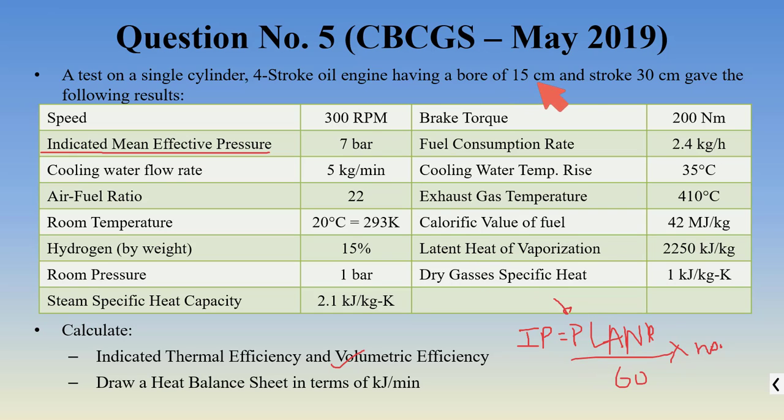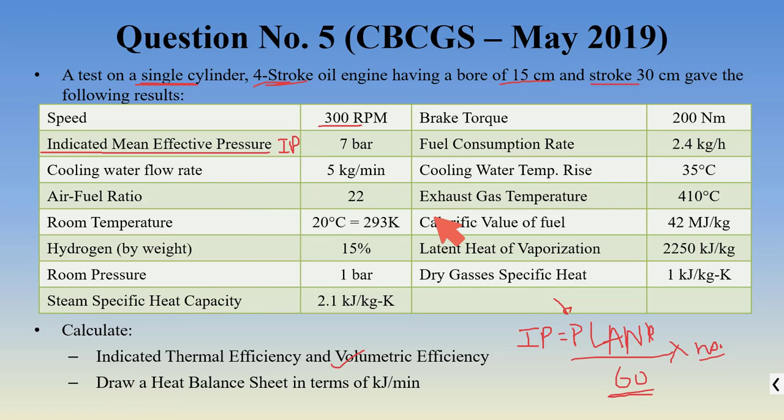L is our stroke length. A is the area of the cylinder, which is pi by 4 d square. What is N? N is the RPM. It is 300. What is K? K is 0.5 because it is a 4-stroke engine. If it would have been a 2-stroke engine, K would have been 1. What is the number of cylinders? Number of cylinder is 1 because it is a single cylinder engine, divided by 60. So we can find indicated power.